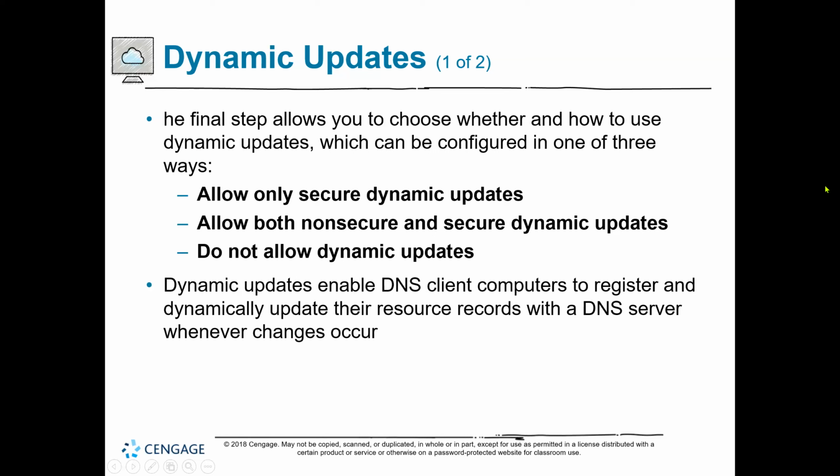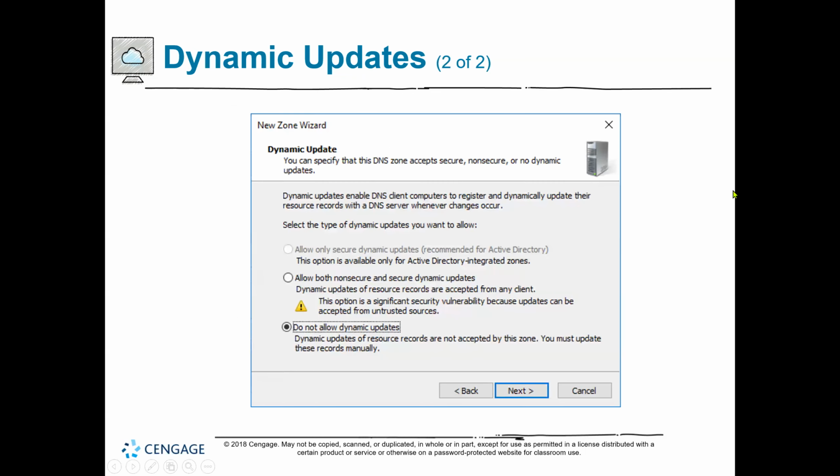Dynamic updates. The final step allows you to choose whether and how to use dynamic updates, which can be configured in one of three ways. Allow only secure dynamic updates, allow both non-secure and secure dynamic updates, or do not allow dynamic updates. Dynamic updates enable DNS clients, computers, to register and dynamically update their resource records with a DNS server whenever a change occurs. And here's your example of what that screen looks like. And you can see allow only secure, both non-secure and secure, and then do not allow.